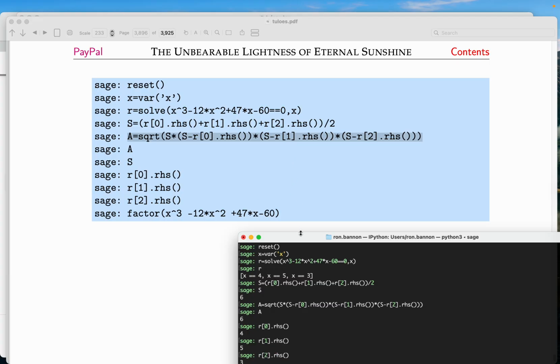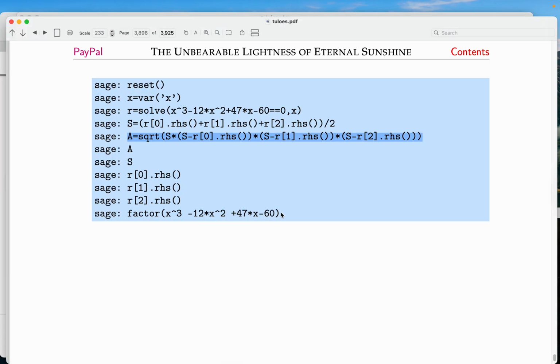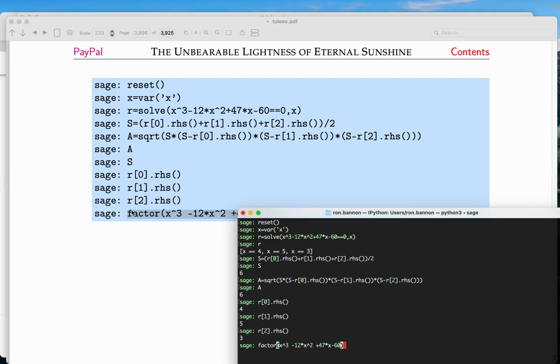I will say this, though, it's a simple problem. And what do you mean by that? It's really easy to factor that. You may not realize that, but it's an easy factorization problem. And what do you get? X minus 3, X minus 4, X minus 5.